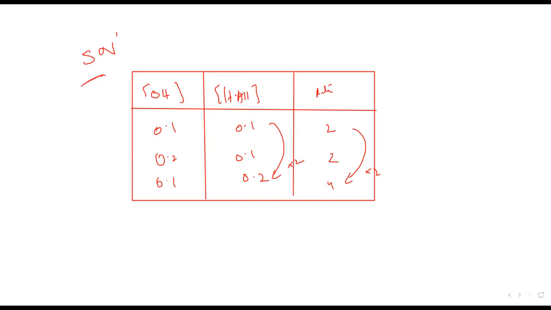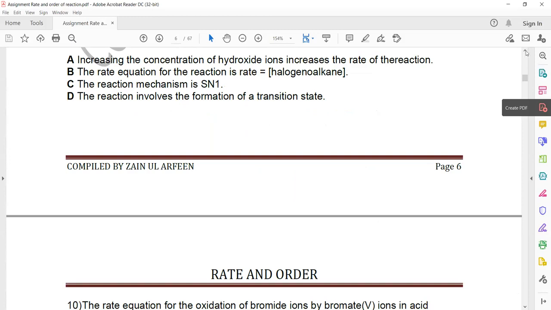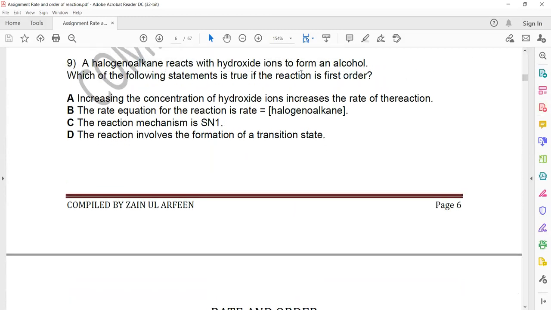So the next question is actually related to this. In this question they are saying a halogen alkane reacts with hydroxide ion to form an alcohol. Which of the following statements is true if the reaction is first order? If the reaction is first order, it means SN1. Why SN1? Because when we write the rate equation for SN1 and SN2, for SN2 we have the rate equal to the concentration of OH and the concentration of halogen alkane.